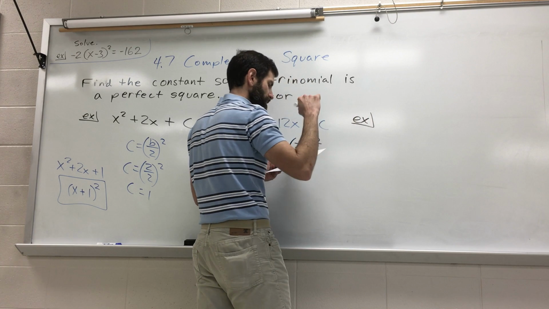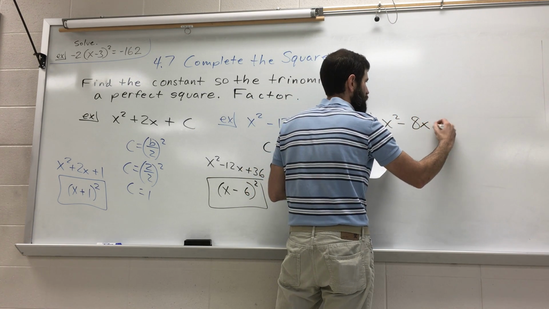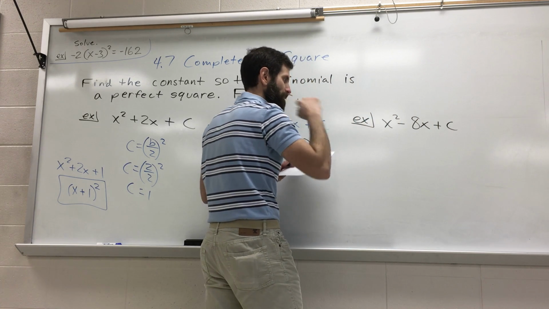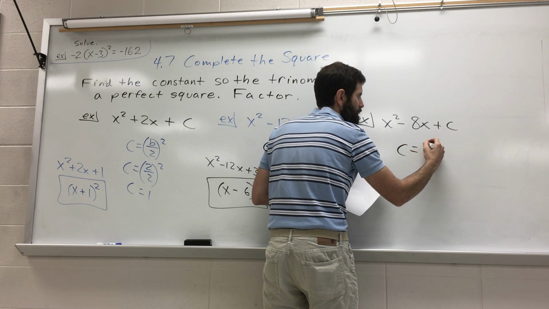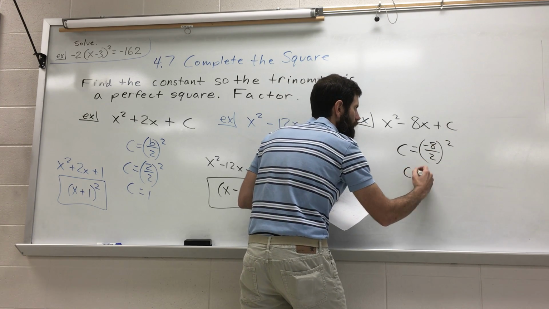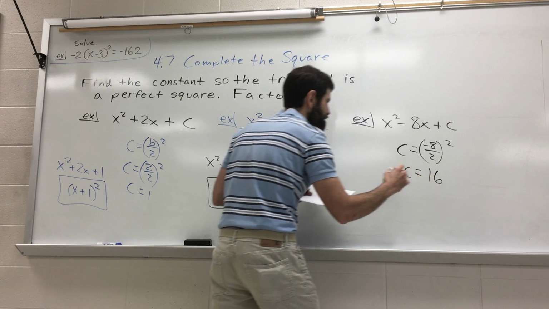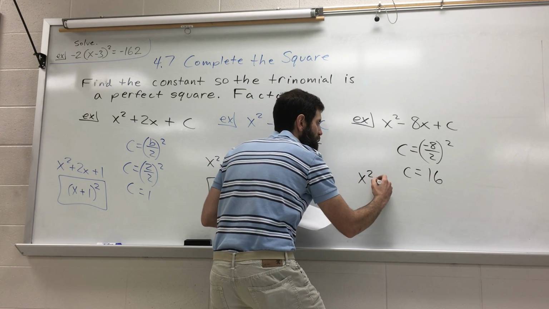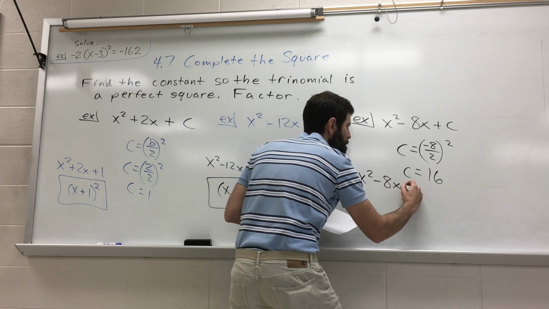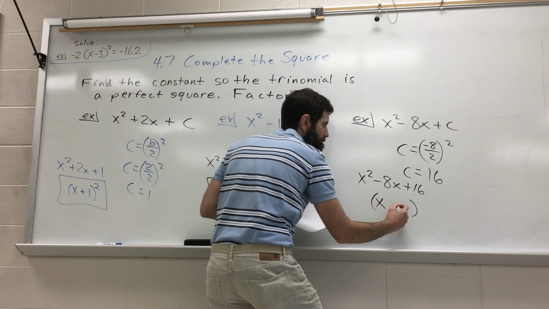Try another one. Keep going here. X squared minus 8x plus c. C is equal to negative 8 divided by 2, squared, which is negative 4 squared, is 16. Rewrite it as a perfect square trinomial, and then factor it.